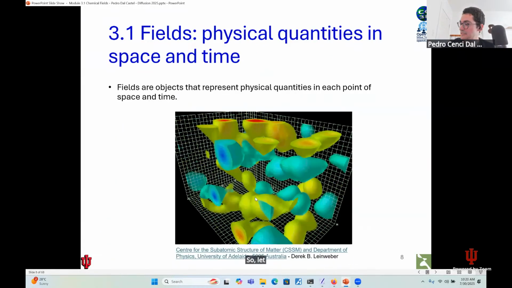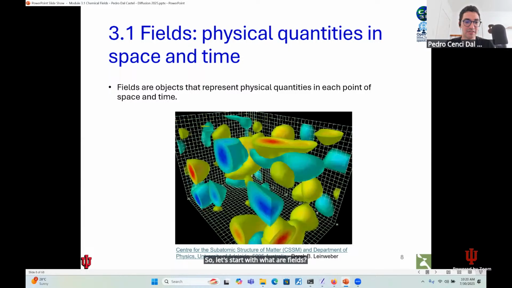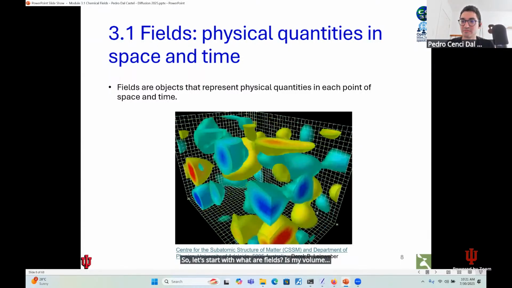So let's start with what are fields. Is my volume okay? They're fine.